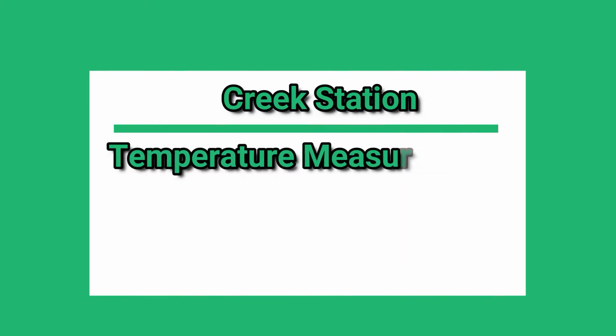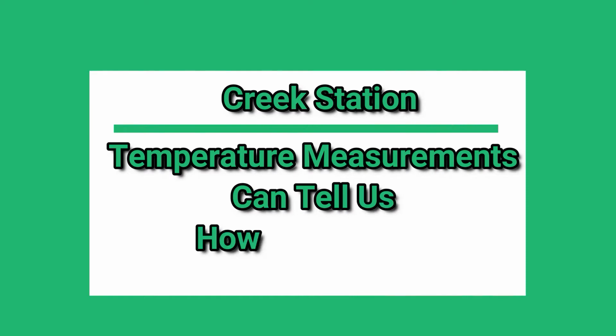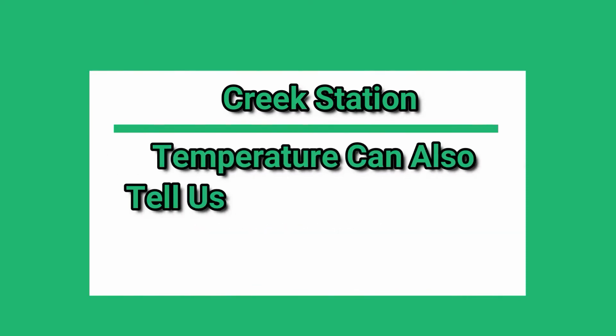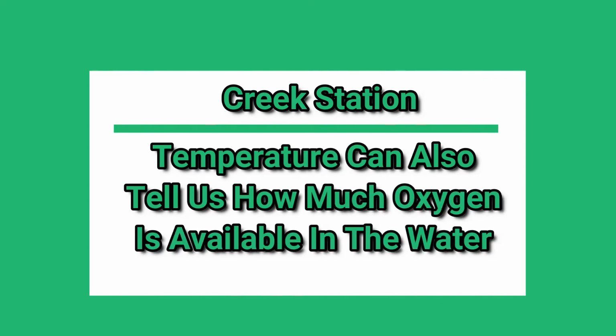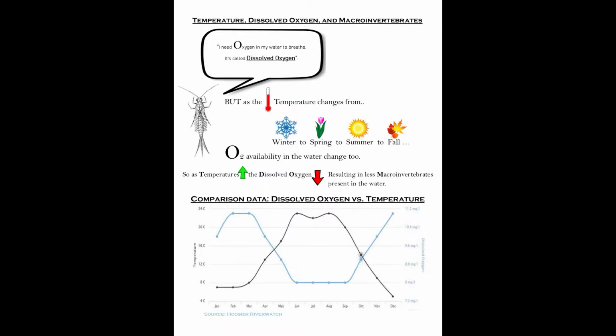Temperature measurements can tell us how hot or cold something is. It can also indicate how much oxygen is available in the water. To help explain this, let's take a quick look at the dissolved oxygen and temperature comparison graph on your Creek Station handout. To support aquatic populations, healthy streams require optimal levels of oxygen.